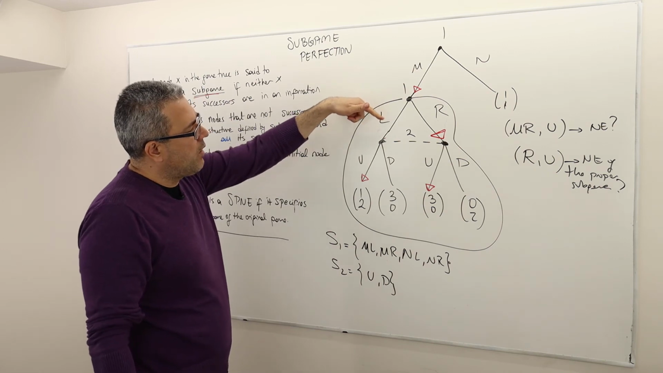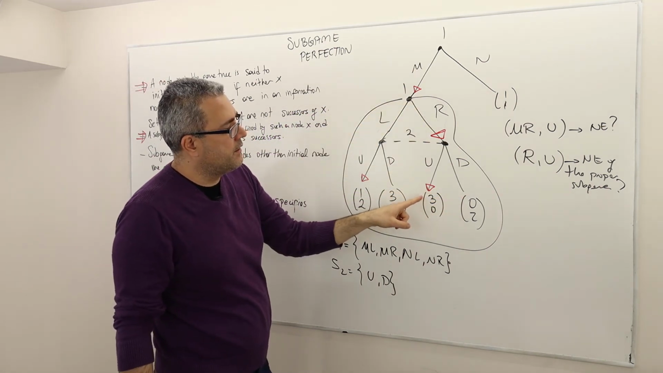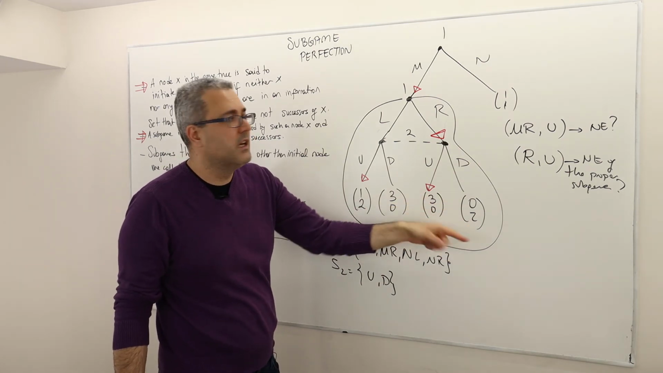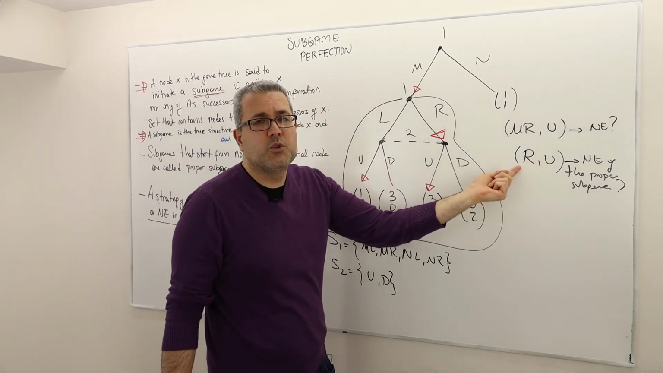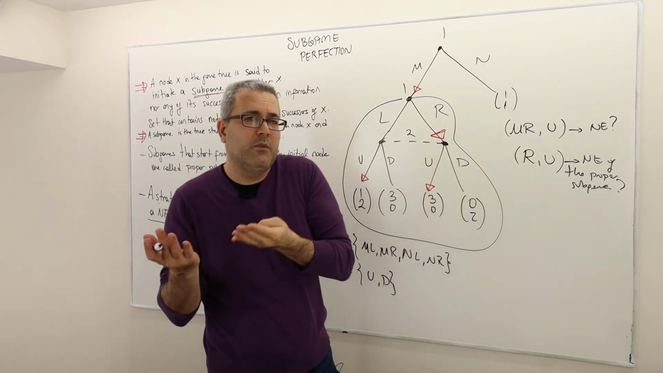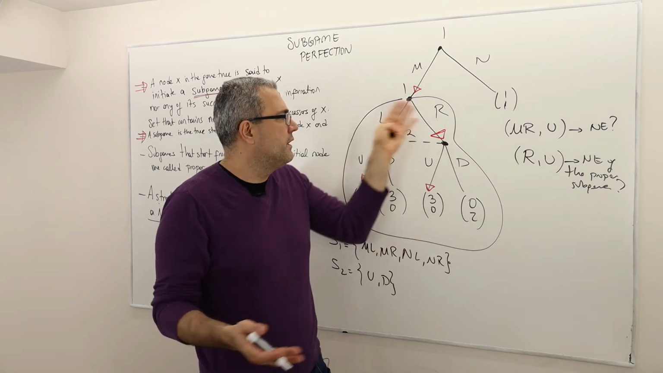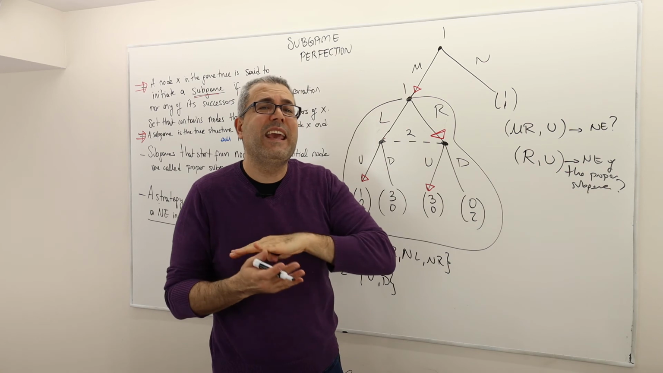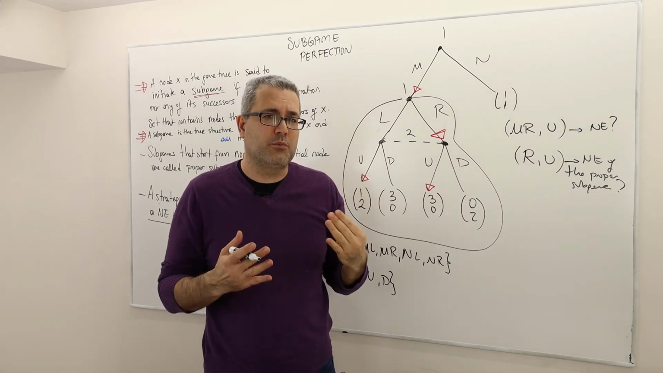So given that player 1 plays right, what is the best response for player 2? Is it U or is it D? Well, clearly it's not U, it's D. So U is not a best response to R. So what does that mean? That means player 2 is not best responding, and hence RU is not a Nash equilibrium of this subgame, and hence the MRU strategy profile cannot be a Subgame Perfect Nash Equilibrium strategy profile.